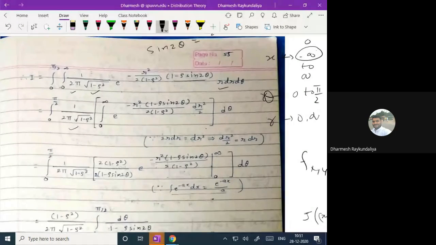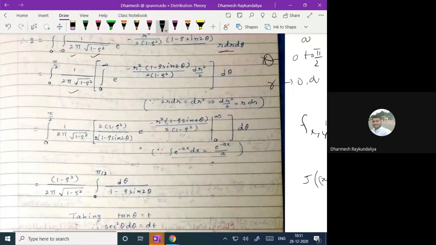And here what I do, I will write it as d r square. What is d r square? d r square is nothing but 2 r dr, and I have r dr with me. So instead of r dr, I can write d r square by 2. So now my variable is r square by 2. So the coefficient associated with r square by 2 is 1 minus rho sin 2 theta upon 1 minus rho square.